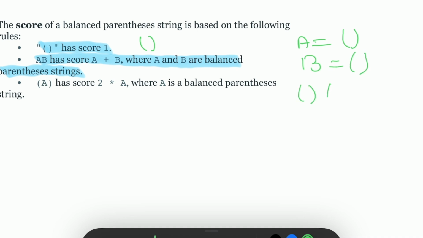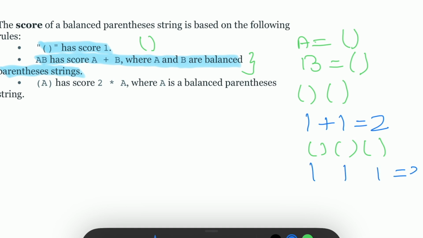Individual balanced parenthesis score is calculated based on rule 2, which is addition. For example, a balanced parenthesis has a score of 1 based on rule 1, plus we have another balanced parenthesis, so 1 plus 1 equals 2. Similarly, if we have three individual balanced parentheses, then the score would be 1 plus 1 plus 1 equals 3.